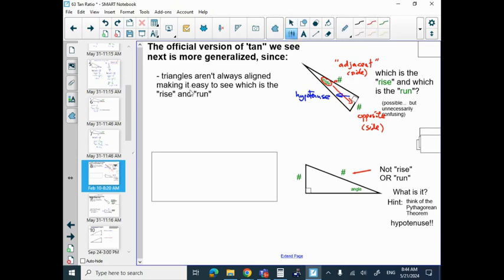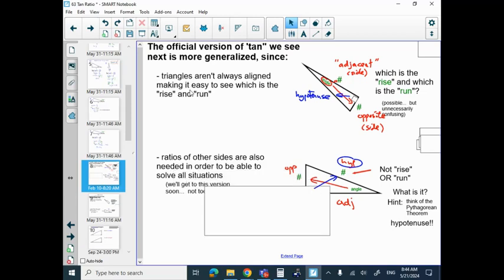So in this triangle here, you can see that this one over here is the opposite side, or OPP for short. This one's obviously the hypotenuse because it's across from that 90 degree angle, right? And then that would leave this side here as being the adjacent side. So yeah, one of the reasons for doing this, of course, like I said, is that the triangles aren't always lined up looking like a rise and a run, but there are also other ratios of sides that are going to be needed so that we can solve any right triangle situation where you're missing some information and you want to use your math skills to determine the values.